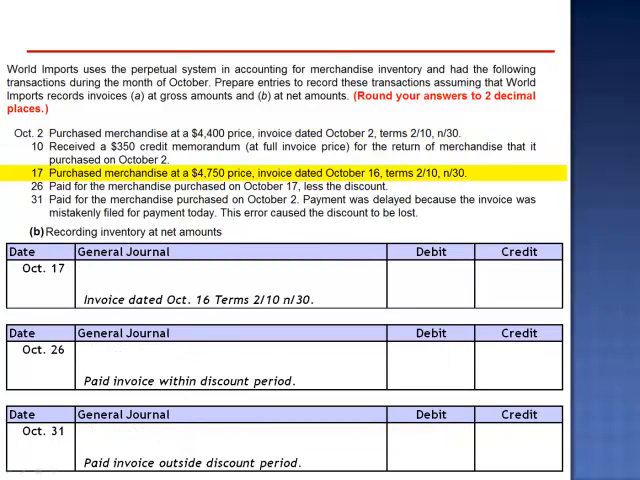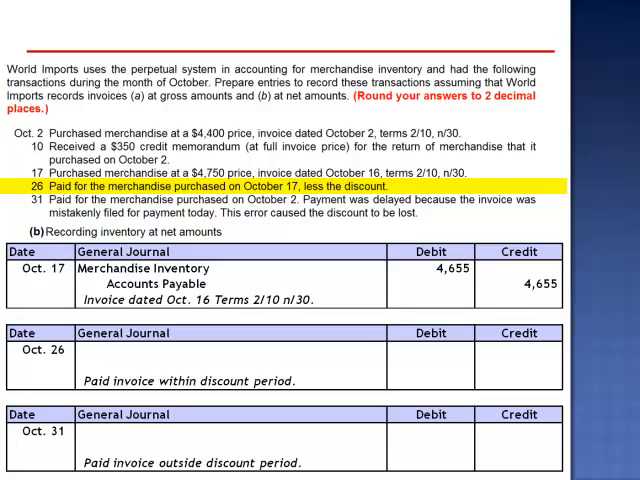October 17th, purchase merchandise at a $4,750 price, terms 2/10, net 30. We again record this purchase at the net amount. Debit merchandise inventory for 98% of $4,750, $4,655, and credit accounts payable. October 26th, we make the payment on the October 17th purchase. We've already taken the discount, so we simply debit accounts payable and credit cash for the amount recorded of $4,655.